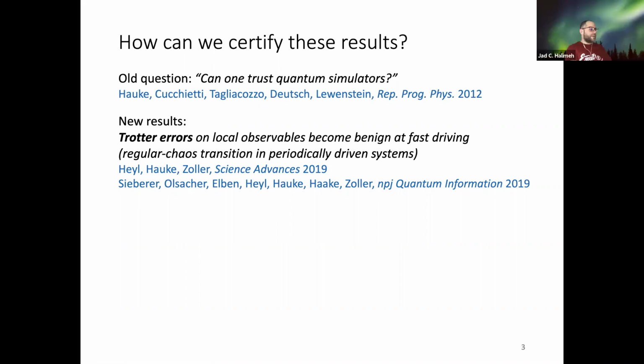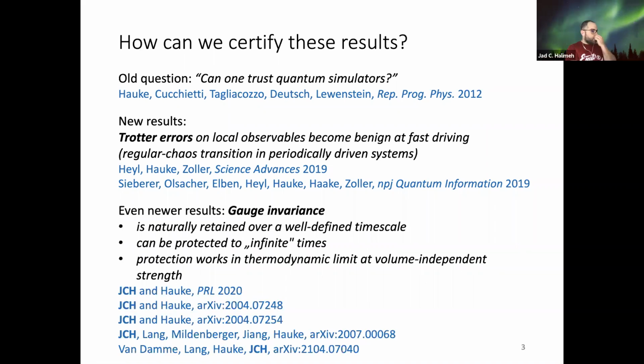So in this spirit, when it comes to gauge theory implementations on quantum simulators, the reliability of gauge invariance is of high importance here.